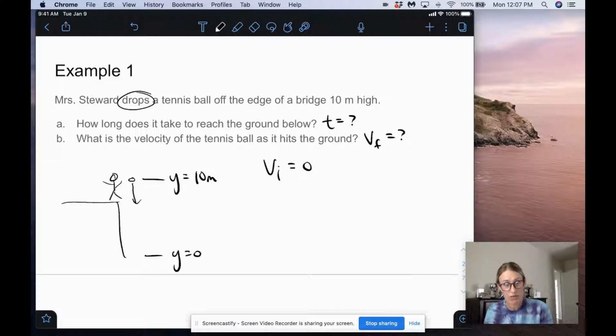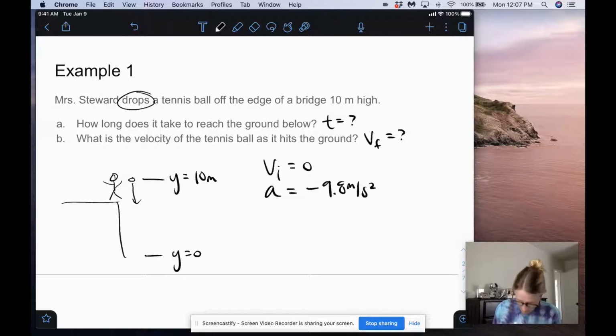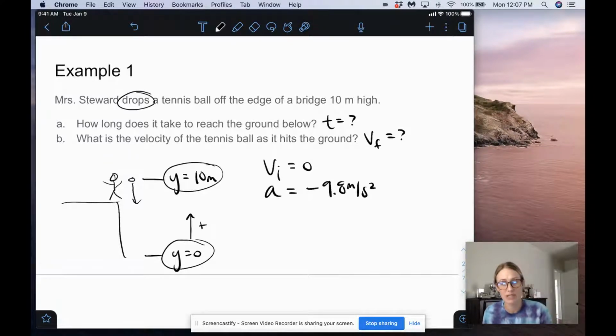And then also we know that this tennis ball is flying through the air, it's just dropped to the ground. So that means that it's under the influence of the Earth's gravitational field, which means that the acceleration of gravity is a negative 9.8 meters per second squared. And it's negative because I said from this coordinate system, y equals 0 and y equals 10 meters, that means that my upwards direction is positive. So since acceleration is pointed downward, that acceleration has to be negative.